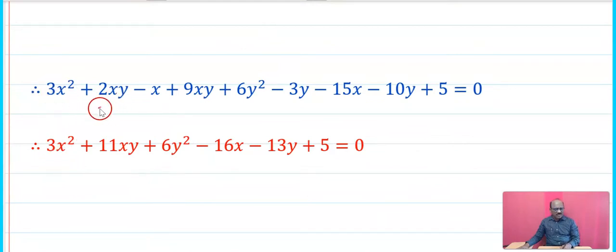Now the simplification. Here is 3x². The terms of xy: 2xy and 9xy become 11xy. Next is 6y² as it is. The terms of x: −15x and −x make −16x. Next, −10y and −3y make −13y. And the last, the constant 5, as it is.